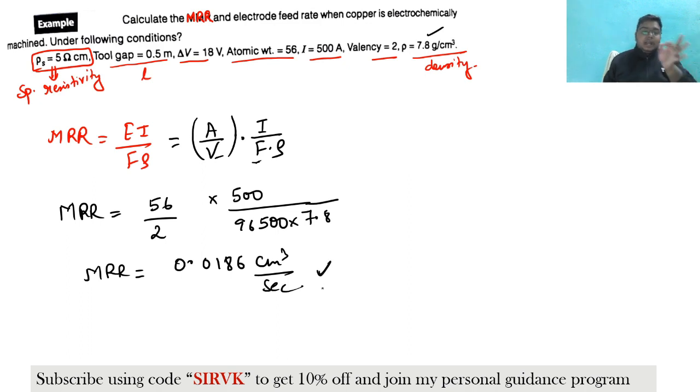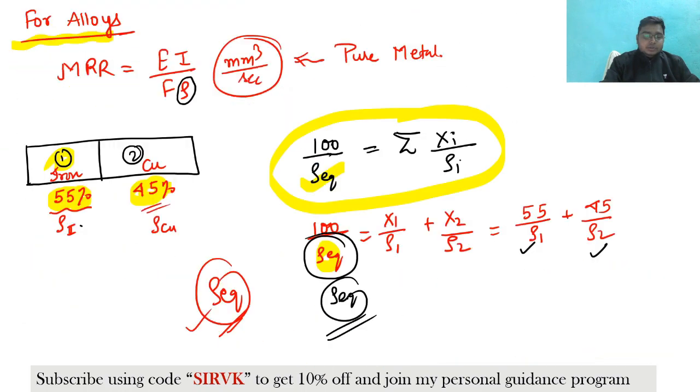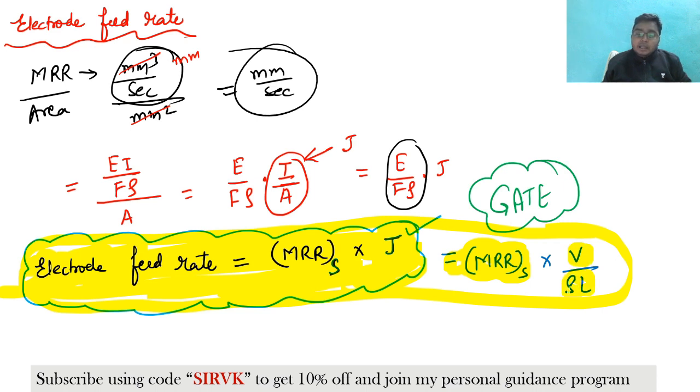Now you need to find the electrode feed rate. How can you find the electrode feed rate? Do you remember the formula of electrode feed rate that I have explained to you? Let me show you the formula. Electrode feed rate is equal to MRR into J, and J is the current density. It is again replaced as MRRS, that is the specific material removal rate, into V by rho L.